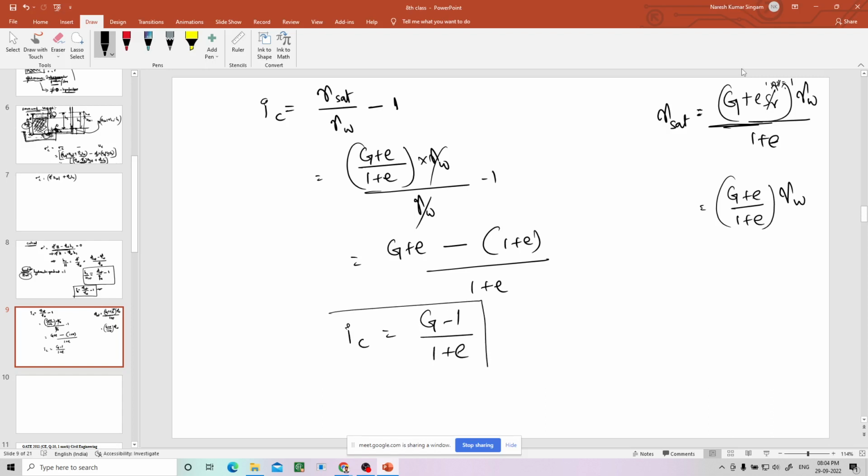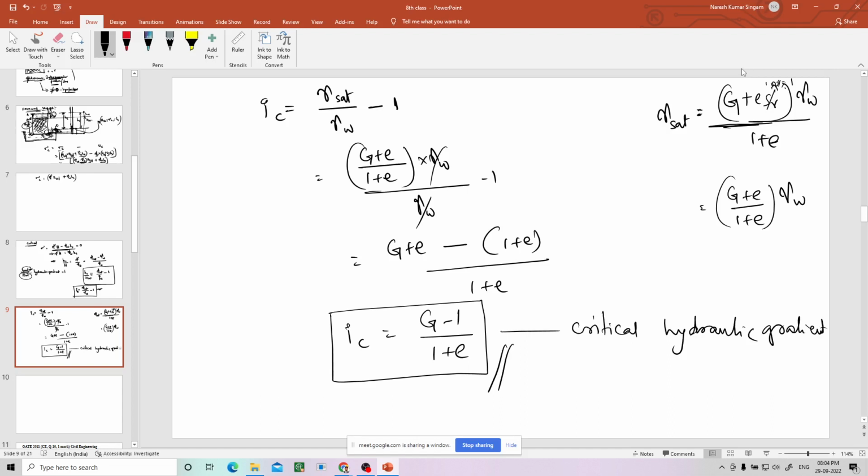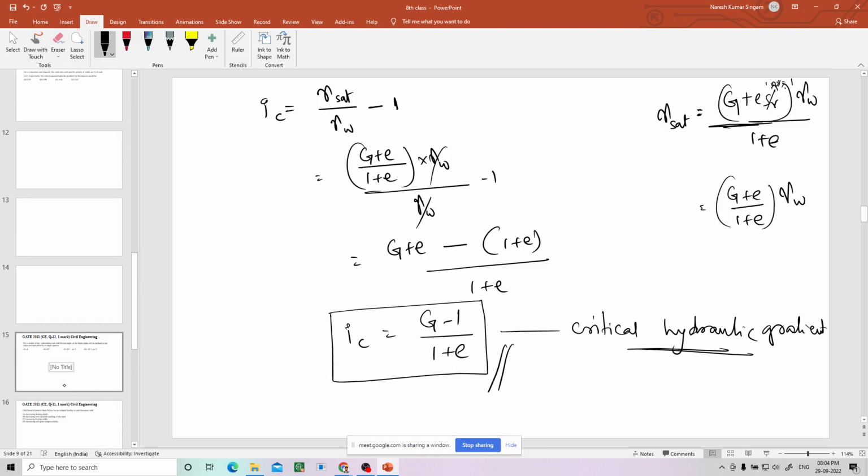This is the critical hydraulic gradient for a soil. This is the derivation: G minus 1 by 1 plus e. So now we will solve a question regarding that.